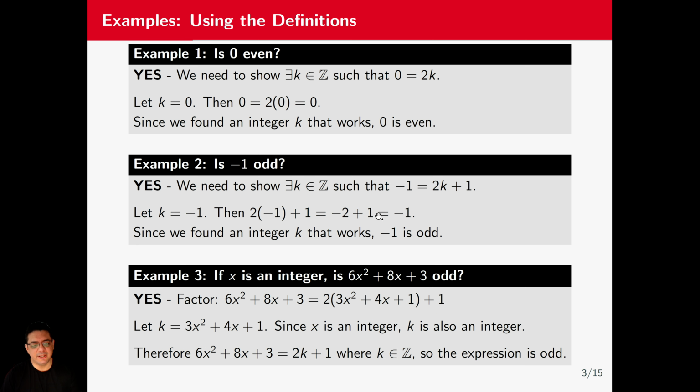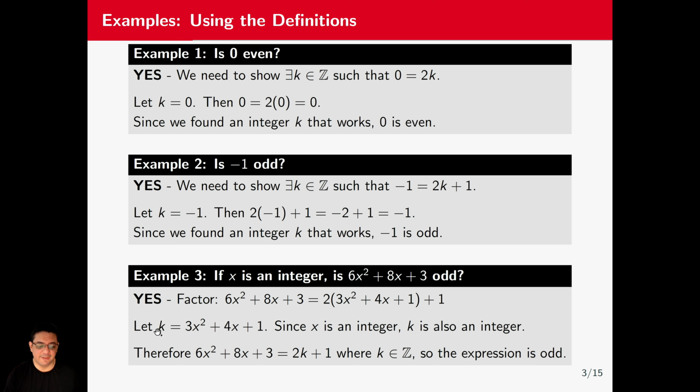Now, we can extrapolate this to more complicated things. If x is an integer, is 6x squared plus 8x plus 3 odd? Yes, we just need to find a way to put this into the definition of odd. I'm going to write 6x squared plus 8x plus 3, and write the 3 as 2 plus 1. Then I'm going to factor out the 2, so this becomes 2 times (3x squared plus 4x plus 1), plus 1 more.